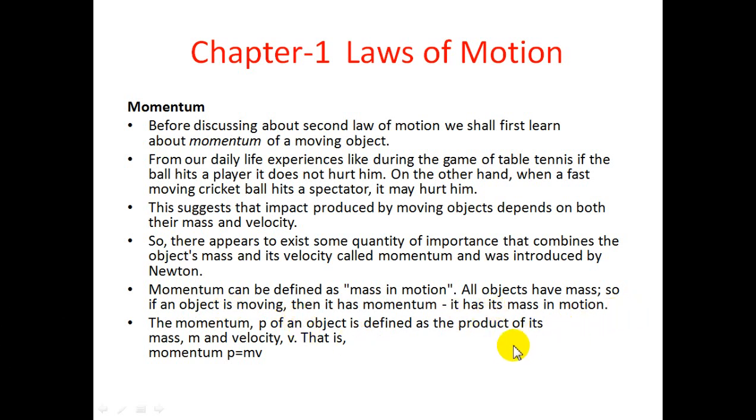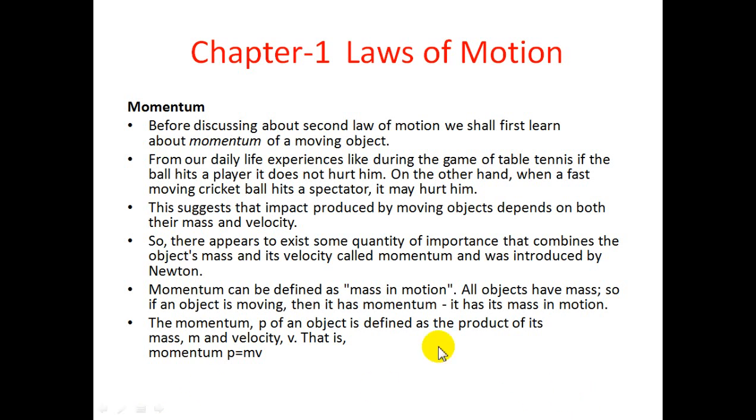So that type of body which is coming with a velocity and has a mass also, we can calculate the momentum of that body. And how can we calculate the momentum of that particular body? By taking the product of the mass of that particular moving object and multiplying it by the velocity with which that body is moving.